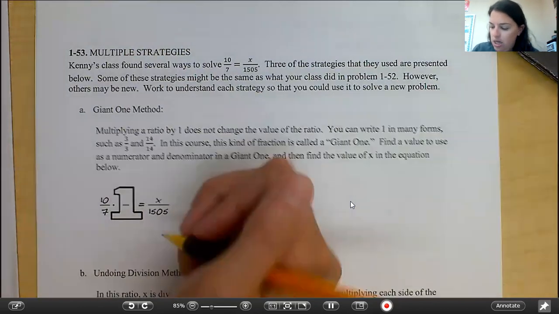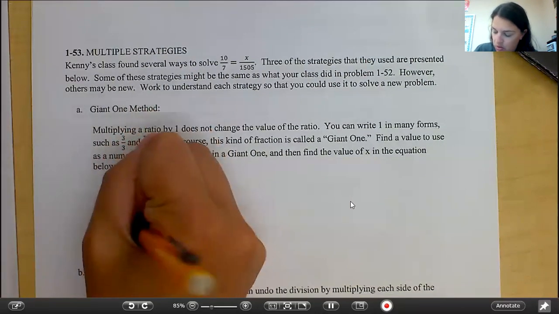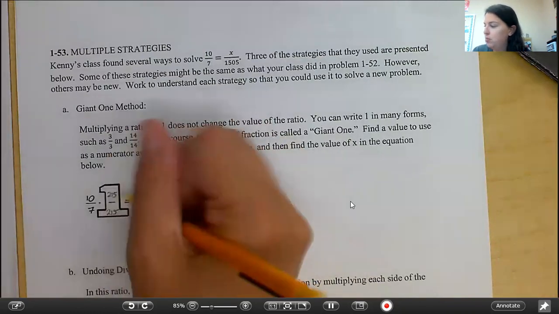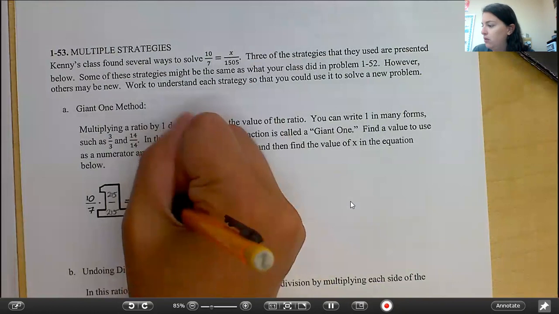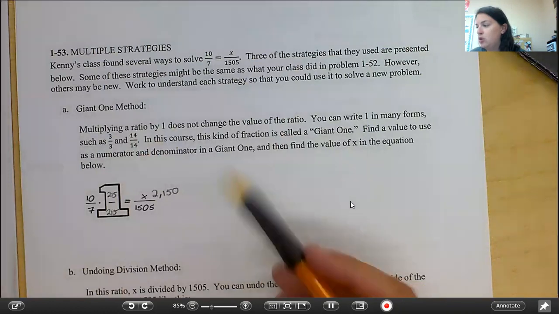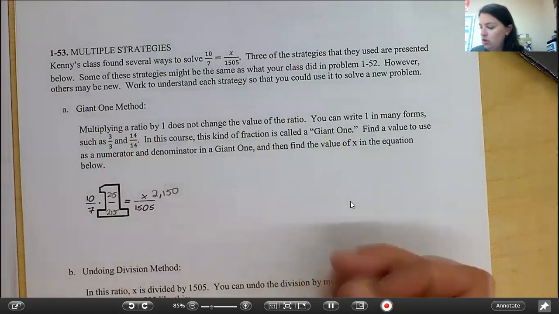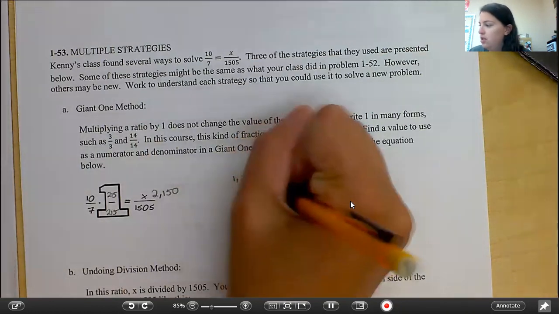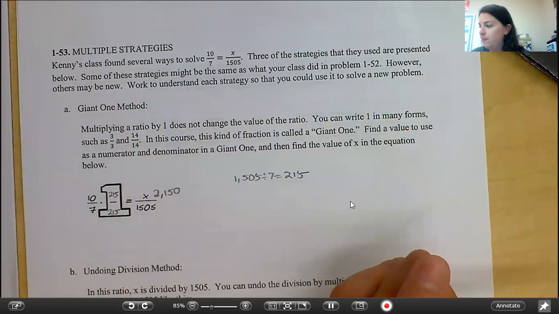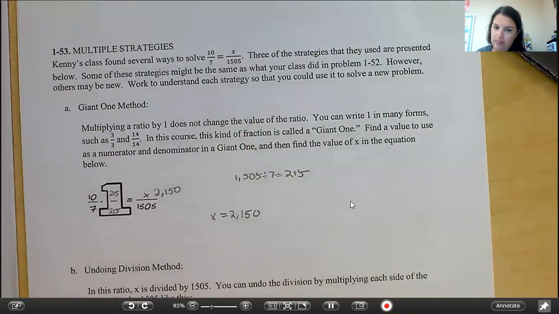Okay. In the giant 1, hopefully you came up with 215 because we used that back in that first problem. And if we multiply 10 times 215, that's going to give us 2,150. So the goal was to look for something that multiplied by 7 will equal 1,505. So we could have done 1,505 divided by 7. That gave us our 215. So that's what we needed as the giant 1. Okay, so here x would be 2,150.